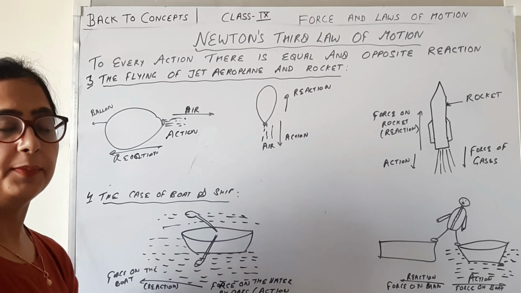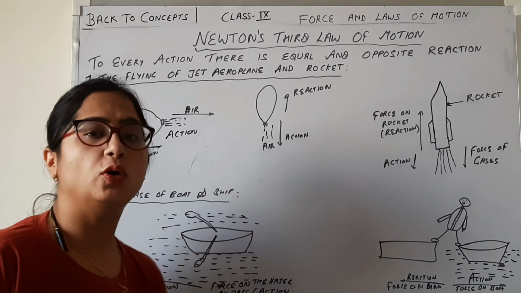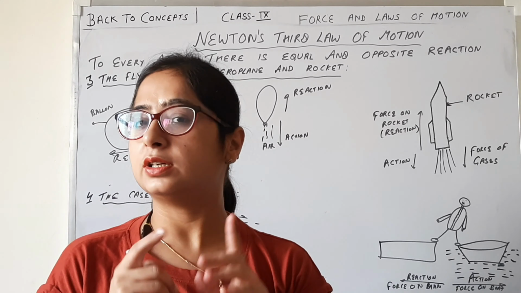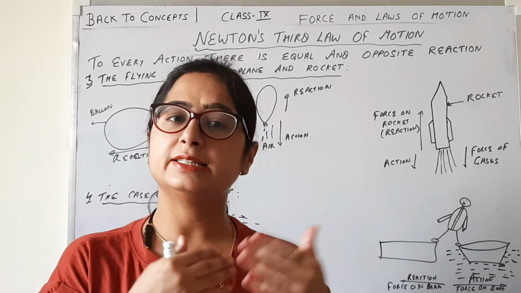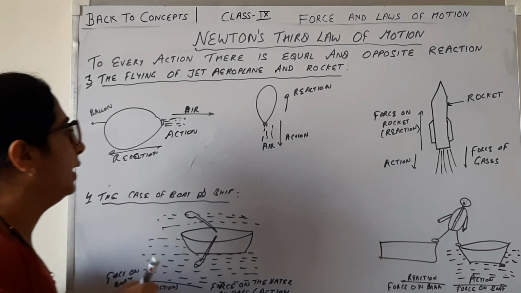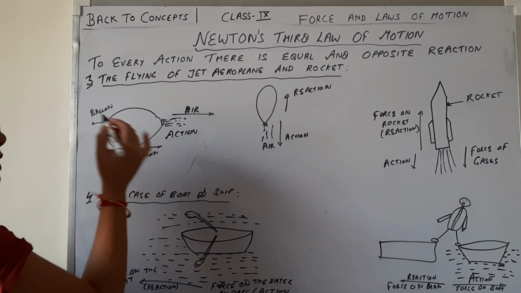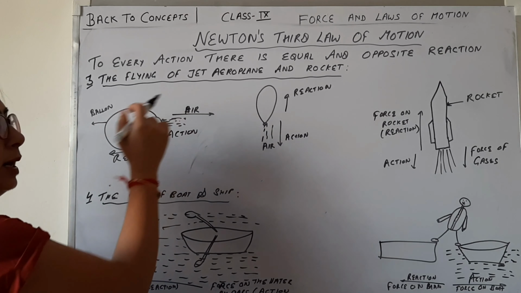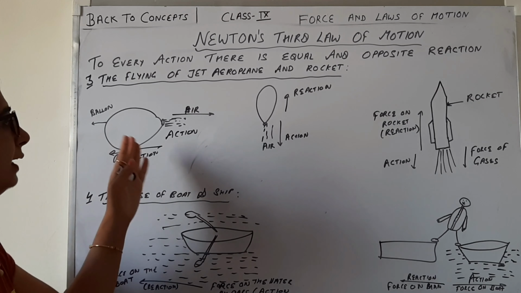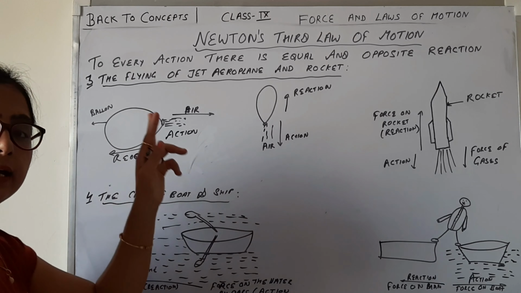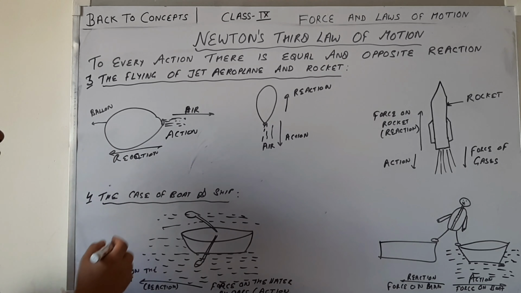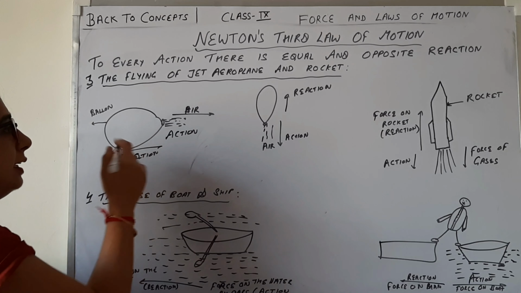Let's discuss the third example, the flying of a jet aeroplane or rocket. Jet airplanes and rockets work on Newton's third law of motion. To understand this, first of all, we will understand with the help of a balloon. If a balloon is filled with compressed air and its mouth is untied, the air moves in this direction, and this is the action by the air on the balloon, and the balloon moves in the forward direction. So this is the action and this is the reaction.